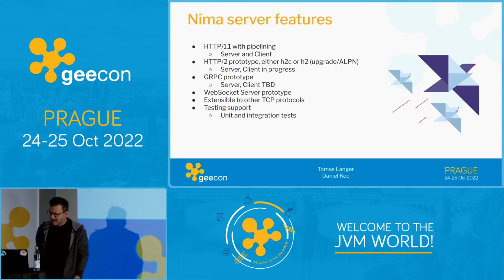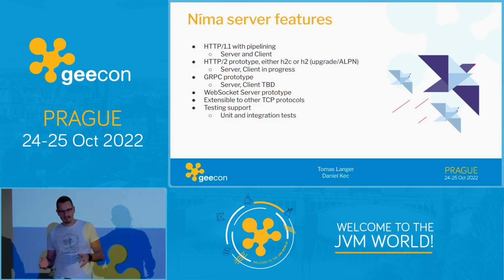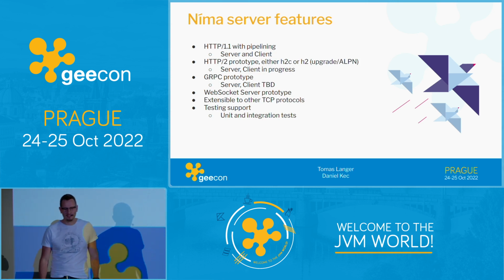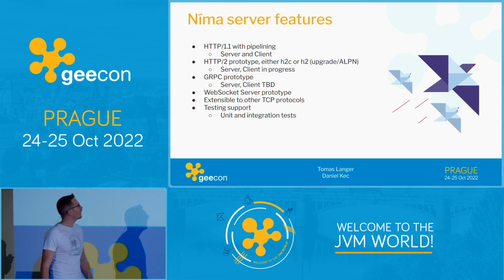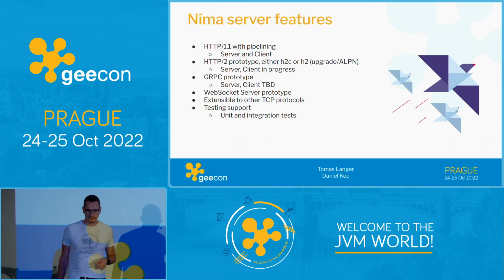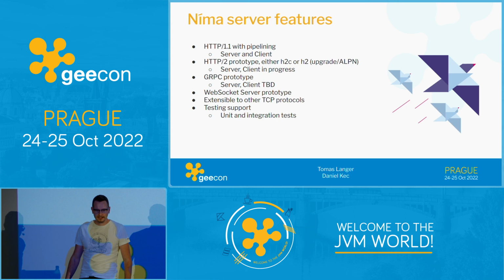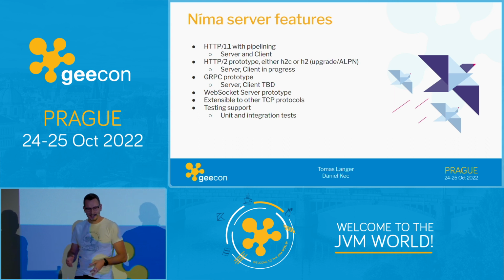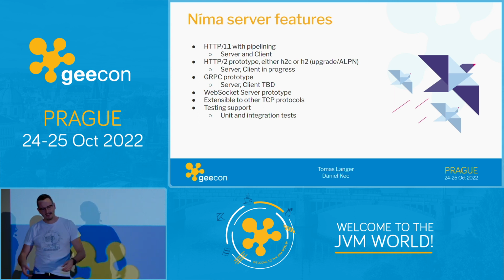Okay. I'll let you talk about the features a bit. Okay, we have some features in Nima. We already have implemented HTTP 1 with pipelining. We have the server and the client. We have the HTTP 2 prototype, which is already working, and we are working on the client right now. We have the gRPC prototype, the server. We don't have the client yet. We will get there. We have a prototype for the WebSocket server, and because Nima is designed so well, thanks to our architects, it's very easily extensible to other TCP protocols, so we will be adding other stuff later.